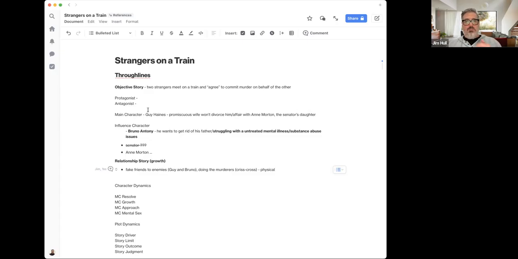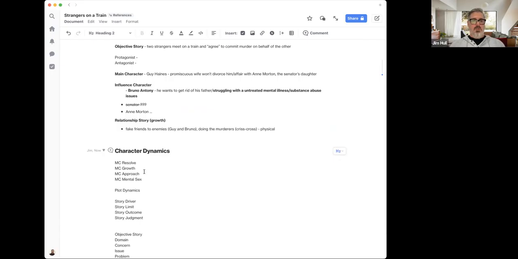So before we do the plot, I think this is pretty good for the four throughlines. I think this is pretty clear as to where we're coming from. Nothing too complex. Let's do the main character dynamics down here first. That's how Chris does it. And go through the resolve, the growth, the approach, and the mental sex, which Chris calls problem solving style. Okay. Put that in there.